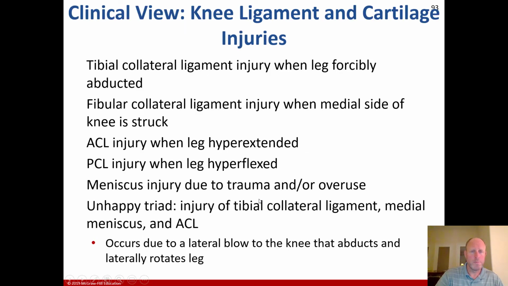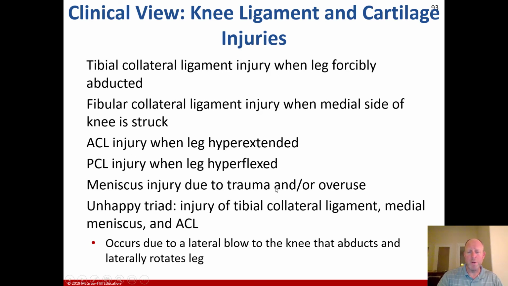PCL plays a role. And so, tibial collateral ligament injury is when the leg is forcibly abducted. The fibular collateral ligament is injured when the medial side of the knee is struck. ACL when the leg is hyperextended. And a PCL injury, the posterior cruciate ligament, when the leg is hyperflexed. Okay? Less common, but does happen. Someone gets bent backward, can get a posterior cruciate ligament injury. When it causes that knee to go into added extension, straining more than it's typically capable, it can actually strain or particularly injure the ACL.